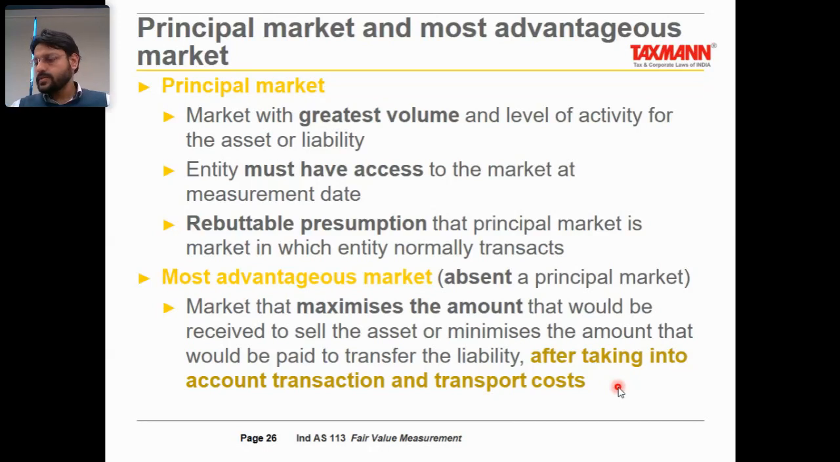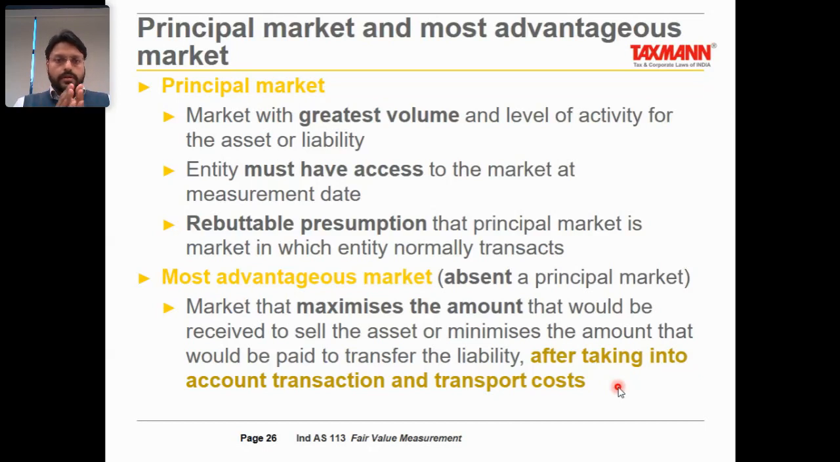Okay, so that was the last question. Now, the next concept is principal market and most advantageous market. Now, what does the standard say? The standard says, boss, there are two types of markets, principal market and most advantageous market.